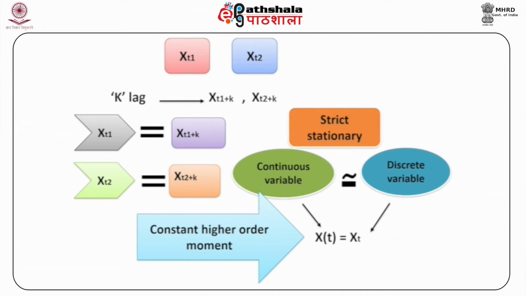Also, in a strictly stationary series, the continuous variable tends to be identical to the discrete variable, that is, xt is identically equal to xt, where one xt is a continuous variable and the other is a discrete variable. One point to remember is that under the strictly stationary series, higher order moments will be constant.